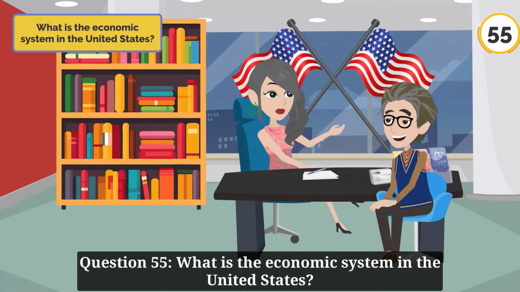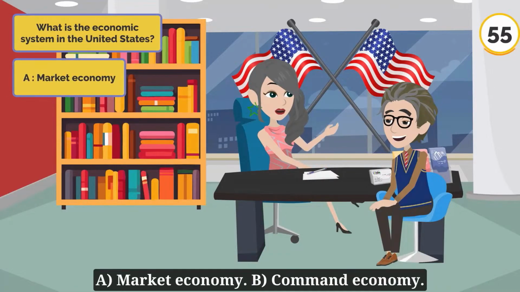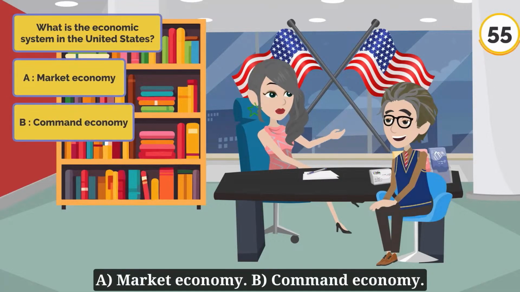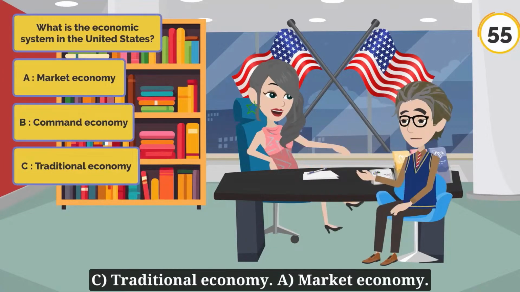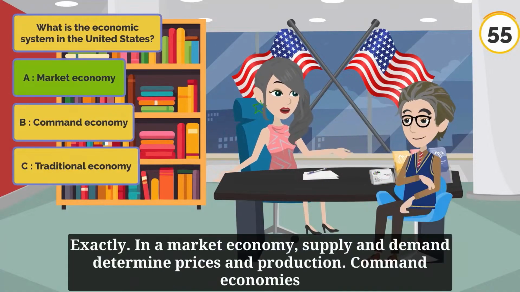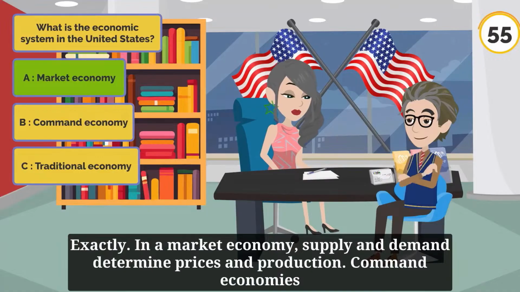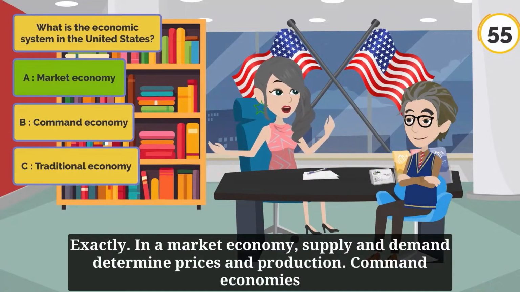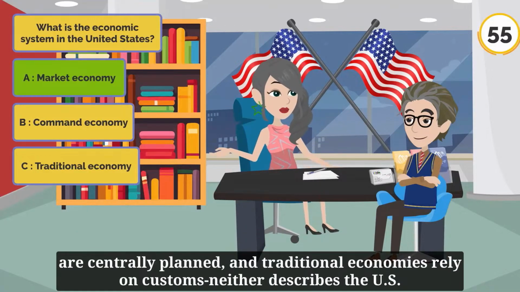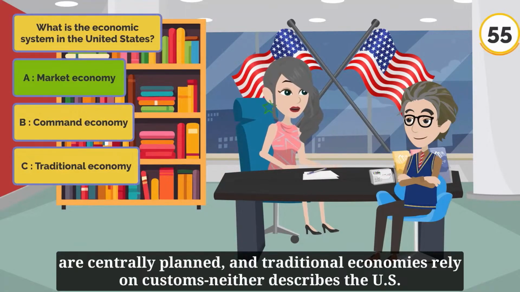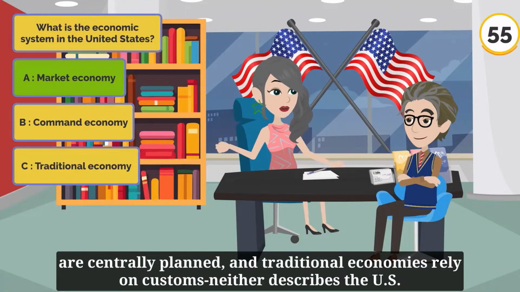Question 55. What is the economic system in the United States? A. Market economy. B. Command economy. C. Traditional economy. I'll go with A. Market economy. Exactly. In a market economy, supply and demand determine prices and production. Command economies are centrally planned, and traditional economies rely on customs. Neither describes the U.S.